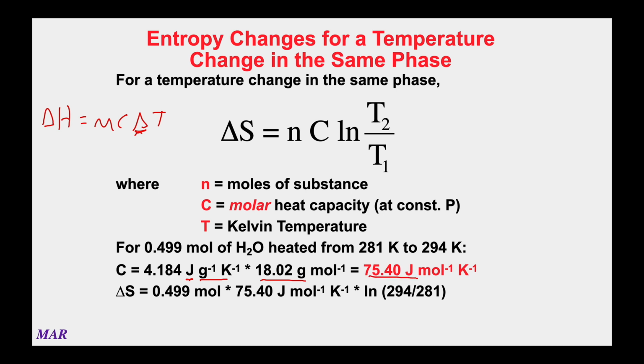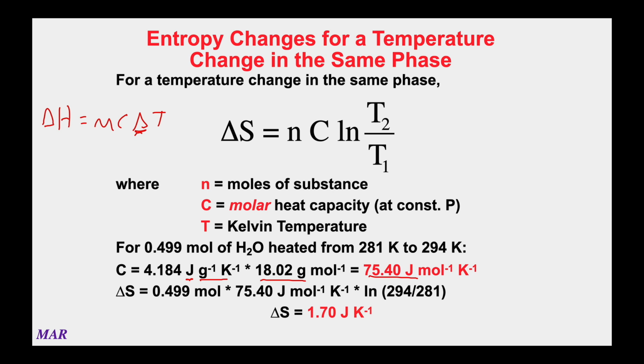So 75.40 is the molar heat capacity of water. We've never used it because we don't usually do molar heat capacities, at least in the earlier classes. But for this problem, that's what you need. So once you have that number, take the moles, multiply it by the molar heat capacity of water, natural log 294 divided by 281, and the entropy change is 1.70 joules per Kelvin.